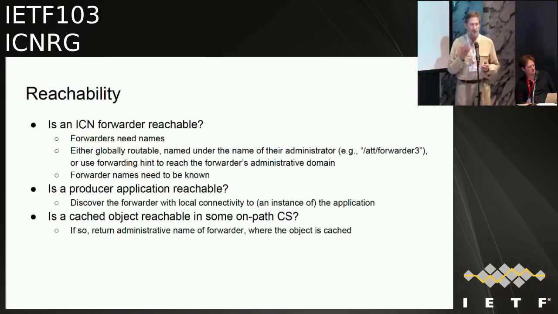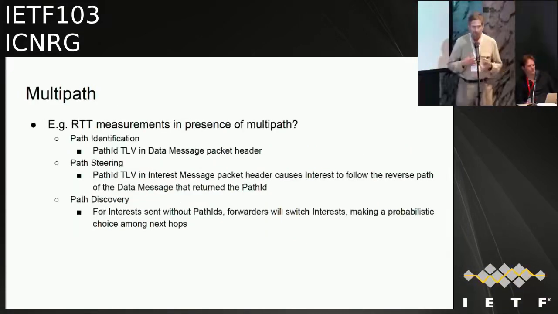The second question is, is an application producer reachable? So we'd like to discover the forwarder that has the local connectivity, in other words, in the same system instance with the application. And then because we support caching in ICN, we'd like to be able to cut off one of these exchanges and answer that there's a cached version of a particular object that is available on path at a particular forwarder.